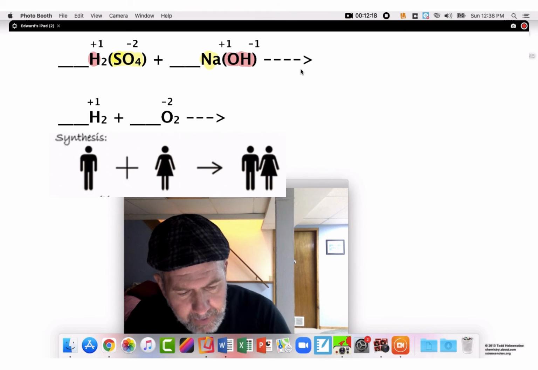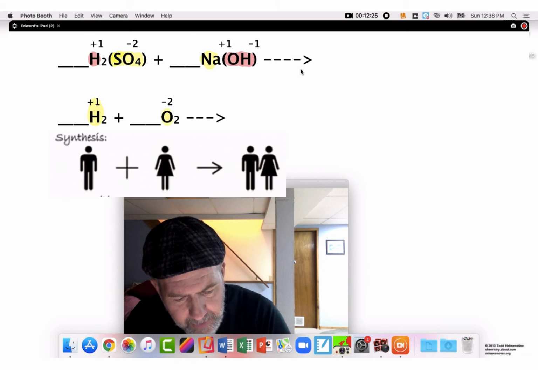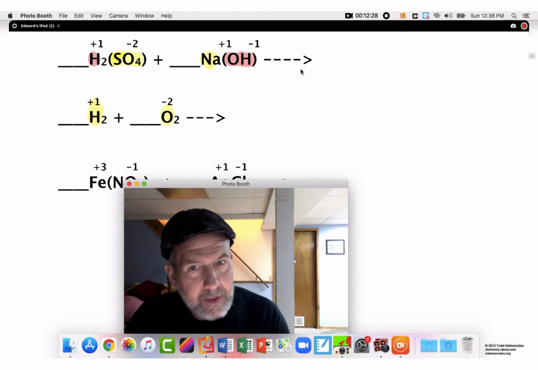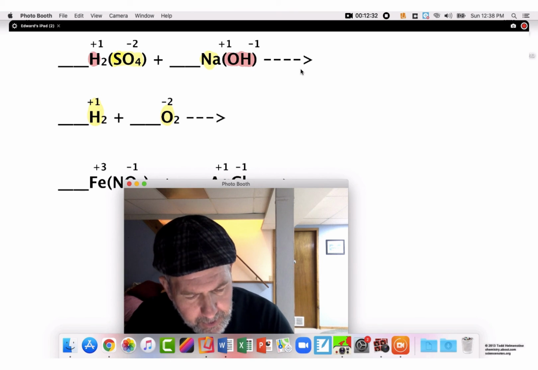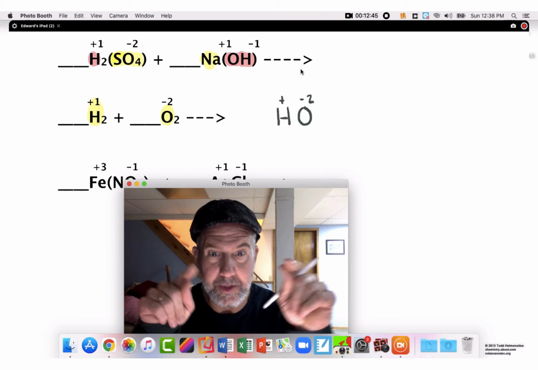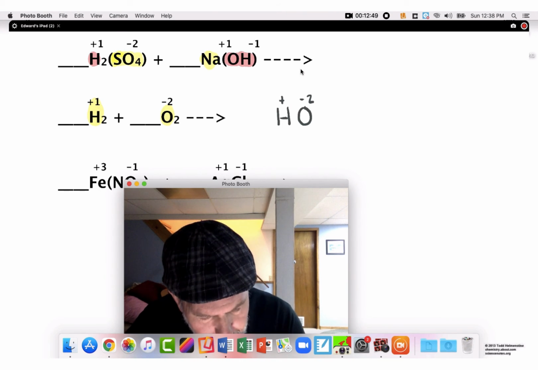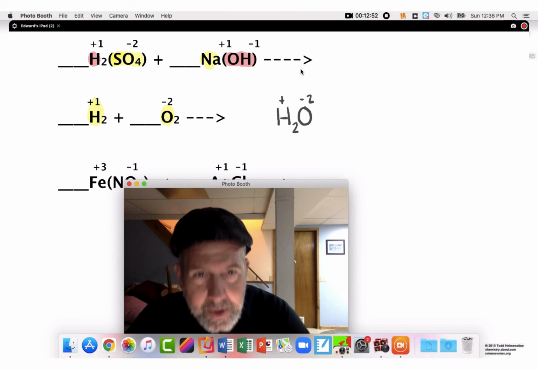Let me go to a different color there. Let's go gray again. So we have a positive 1, and we have an O. So we have an H and an O. Right? Don't worry about those subscripts. Those subscripts will be fixed on the other side through the charges. So we have H plus goes with O minus 2. All right? No numbers yet. No little numbers. Now, crisscross those charges. 2 and 1. There's our H2O.